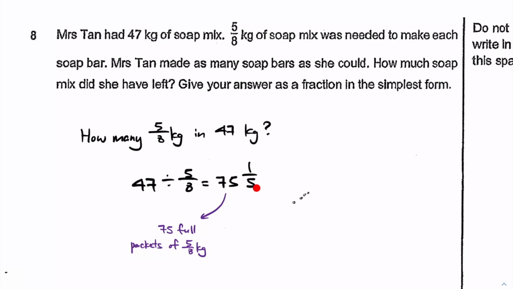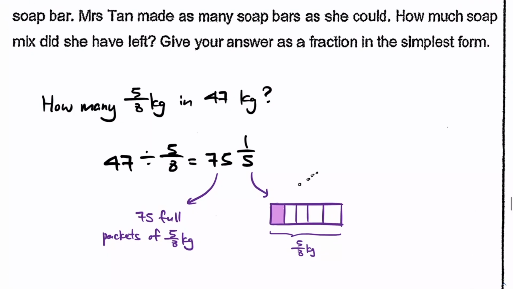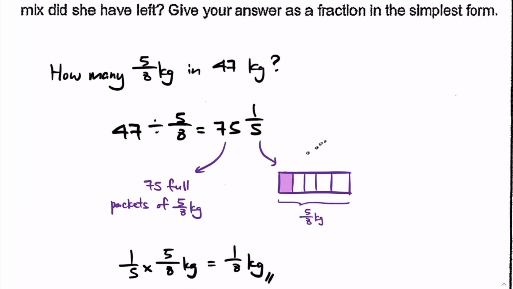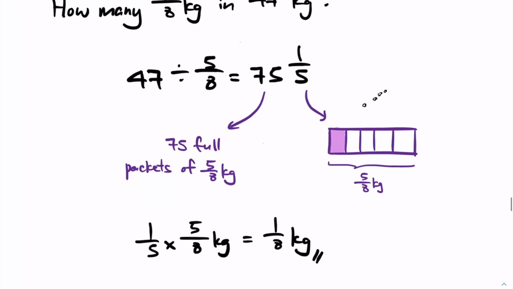Do not, like most students, write the answer as 1/5 kilograms, because this 1/5 does not represent kilograms. It does not. Okay, this represents 1/5 of an incomplete packet of 5/8 kg. In fact, it is 1/5 of a 5/8 kg packet. That's what it represents. Okay, what is the mass of that then? It is 1/5 of 5/8. And therefore the answer is 1/8 kilograms.